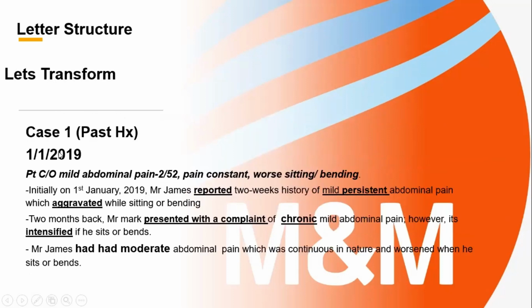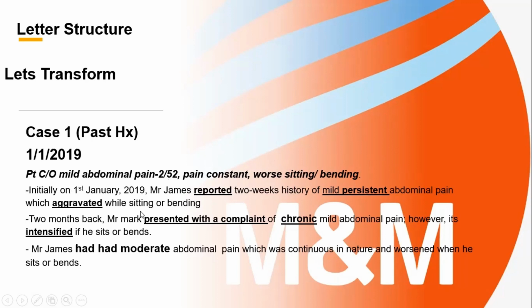Let's say this was the case: patient mild abdominal pain, 2/2, pain consistent, worse sitting, bending. So you see that we have translated it: initially on 1st January 2019, Mr. James reported a 2-week history of mild persistent abdominal pain, which was aggravated while sitting or bending. Here we changed the word constant to persistent. So you can see that with this line, we have translated it into a complete sentence, and we try to use synonyms or alternative words for the given statement.